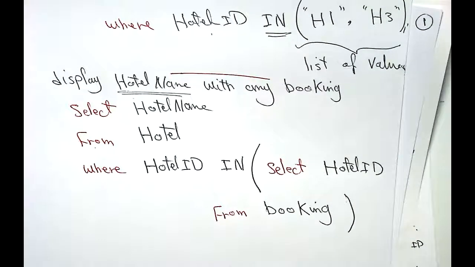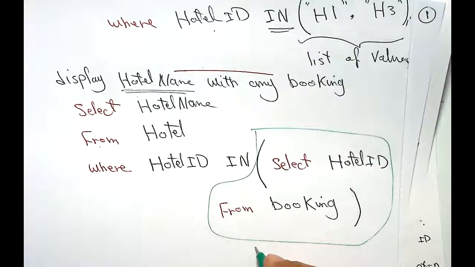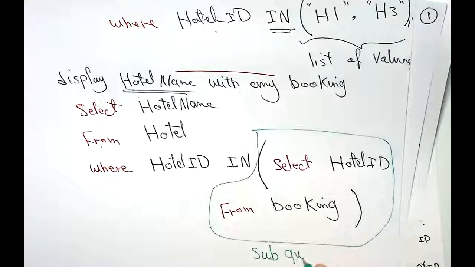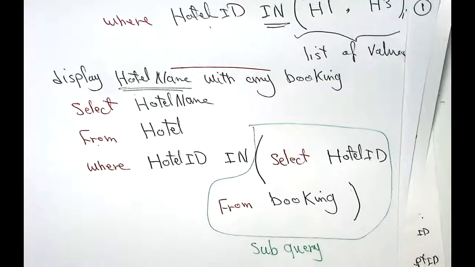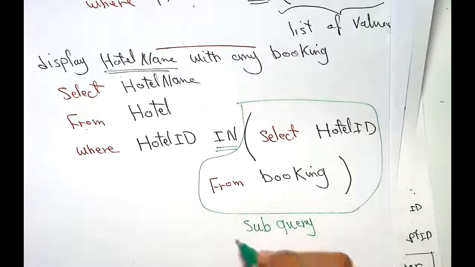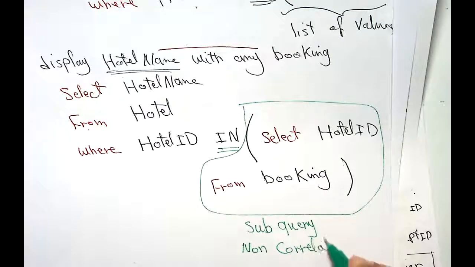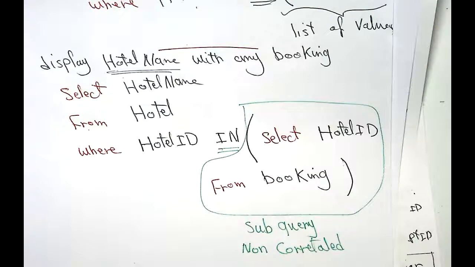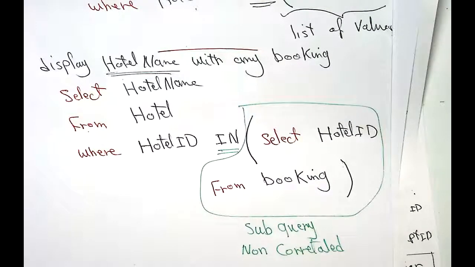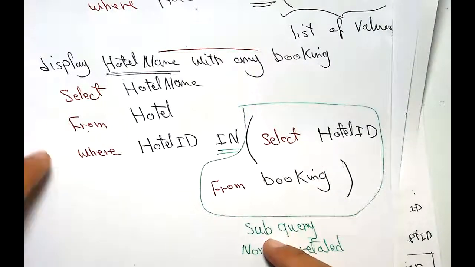Okay. So what does it mean? Here I have a subquery. And when I use in, this type of subquery is called non-correlated. What does non-correlated mean? It means there is no interaction or correlation or association between executing the inner query or the subquery and the outer query.